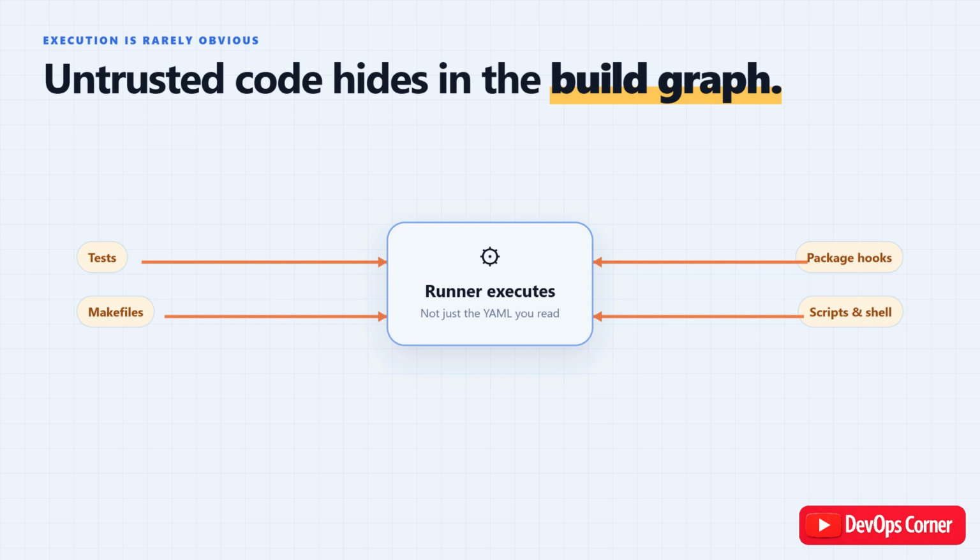Think about a routine YAML step that simply runs npm install. The attacker doesn't need to touch your CI file at all. They just add a malicious pre-install script to a package.json file in their pull request. When your privileged workflow installs dependencies, it unwittingly runs contributor-controlled code. The exact same concept applies to modified makefile targets, altered test suites, or customized build scripts.